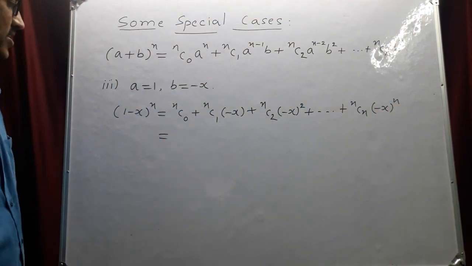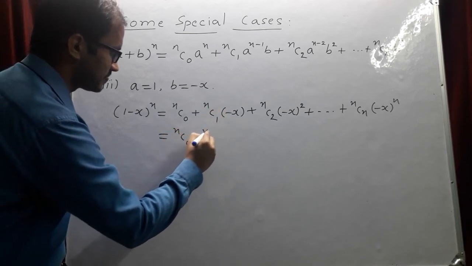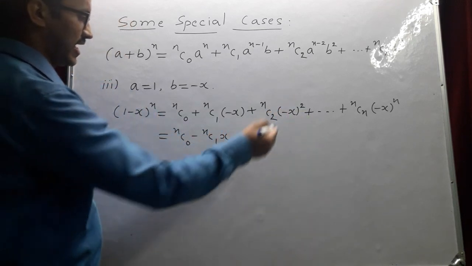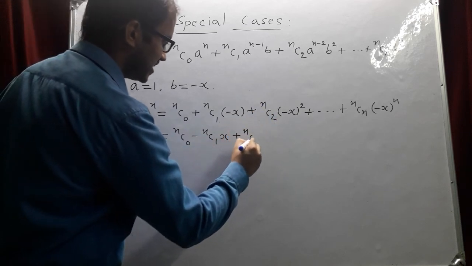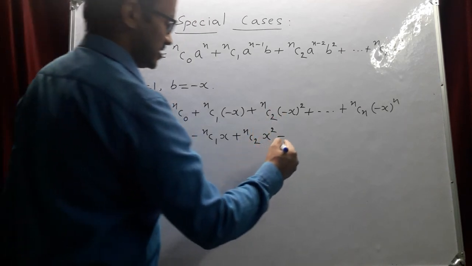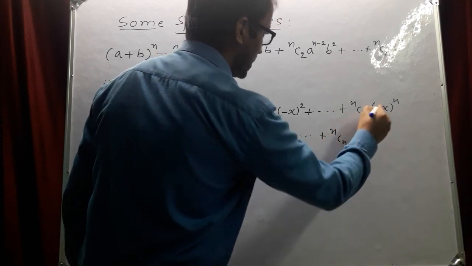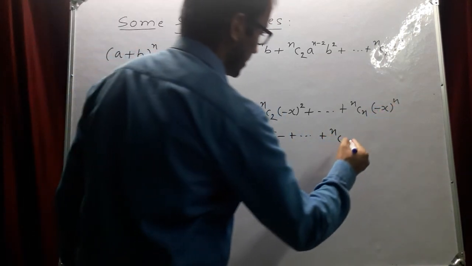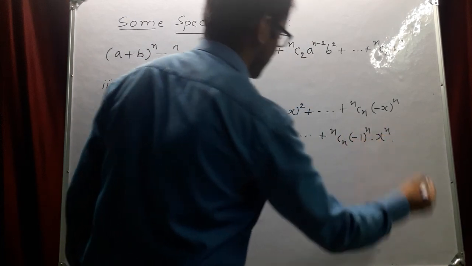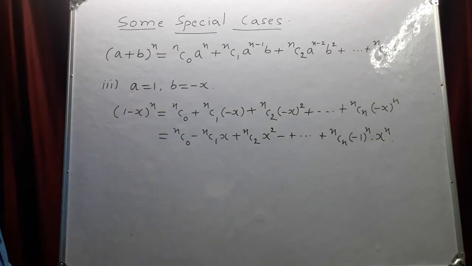So if we simplify, what will we get? nC0 minus nC1 x, minus x whole square, that is x square, so plus nC2 x square, minus plus and so on. The last term is nCn (minus x) power n, so we can write it as (minus 1) power n into x power n. So this is the expansion of (1 minus x) power n.